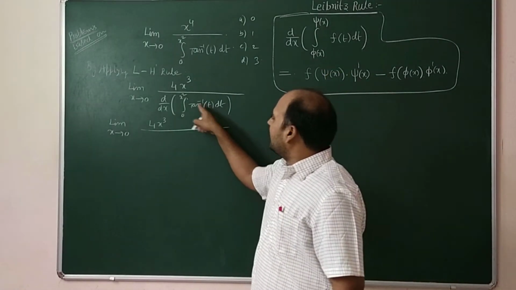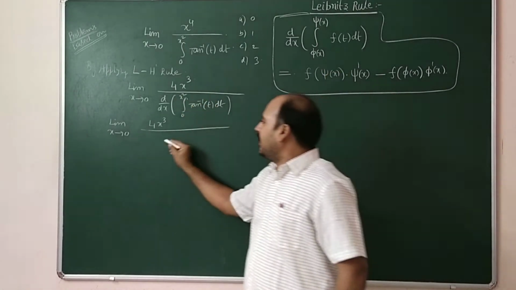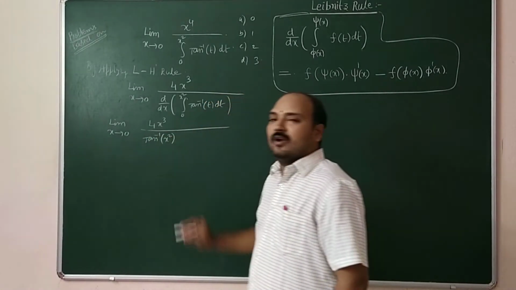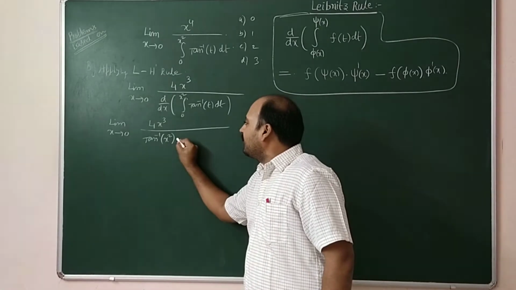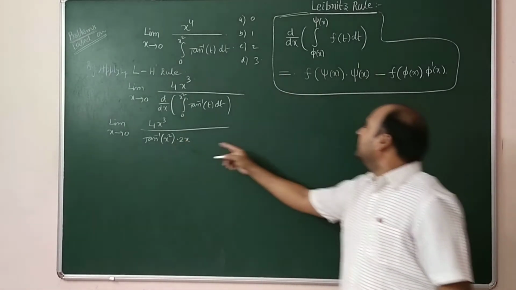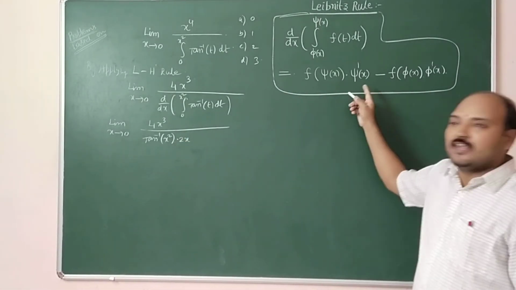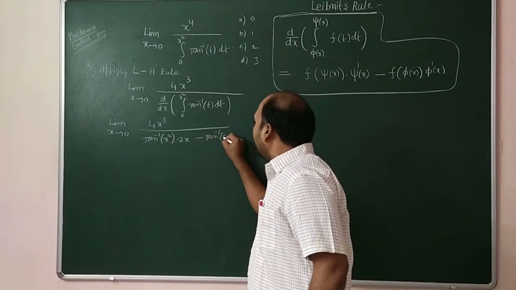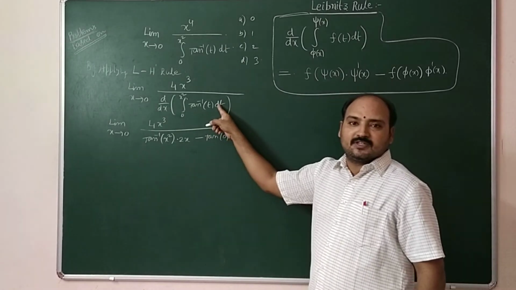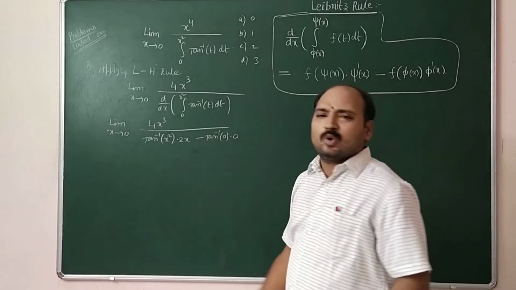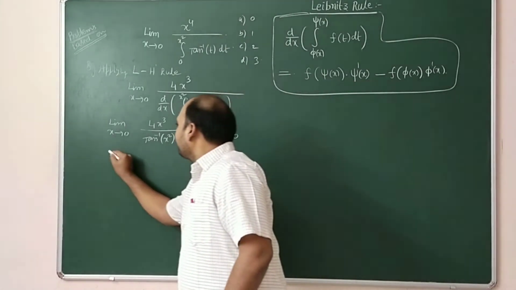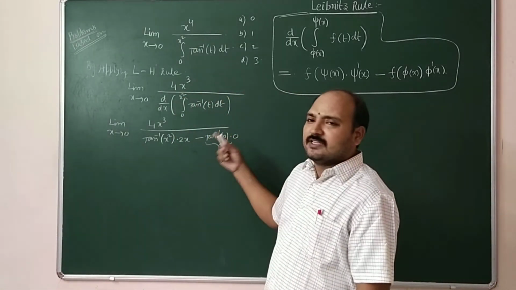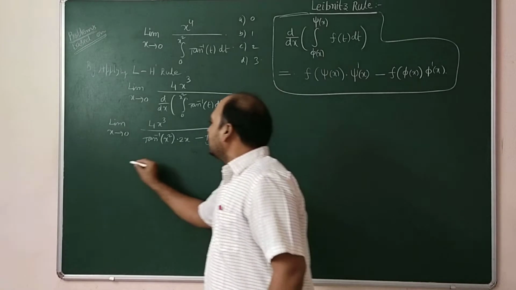So wherever t is there, first upper limit you have to substitute, tan inverse of, in place of t, x square. After that what we have to do? X square you have to differentiate. X square derivative is 2x. That's what we did here. Minus tan inverse of 0. Lower limit we are substituting in place of t, into 0 derivative is 0. Constant derivative is 0. So tan inverse 0 also 0. 0 into anything is 0. So this term completely goes to be 0.